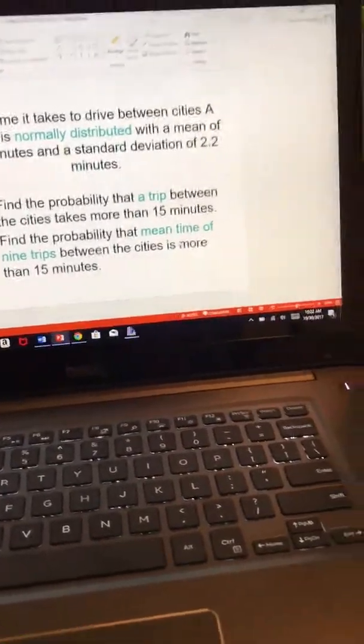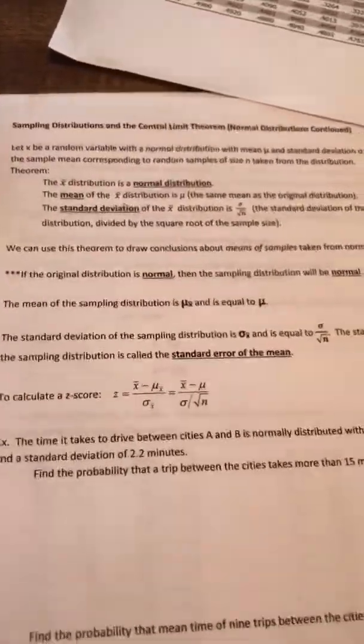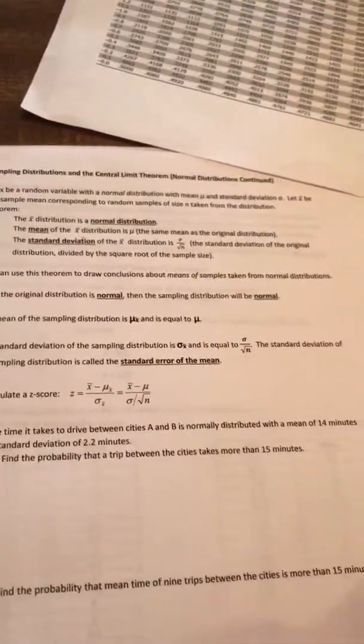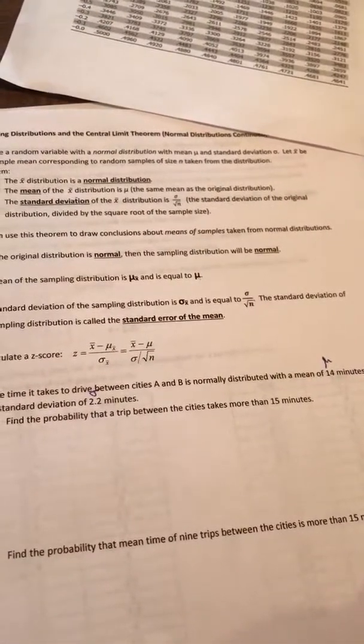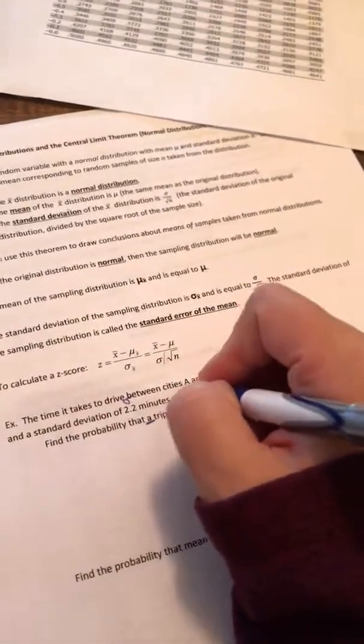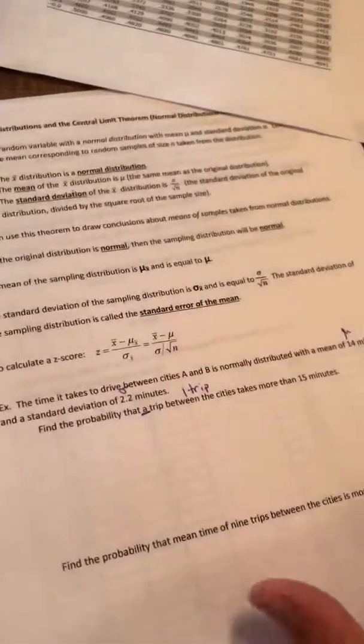So to do this first problem here: the time it takes to drive between cities A and B is normally distributed with a mean of 14 minutes and a standard deviation of 2.2 minutes. So there's our mean, here's our standard deviation. Find the probability that a trip between the cities takes more than 15 minutes. If you notice here, this says a trip. A trip means one trip. It does not mean 2 trips, 3 trips, 4 trips. A trip is just one trip.